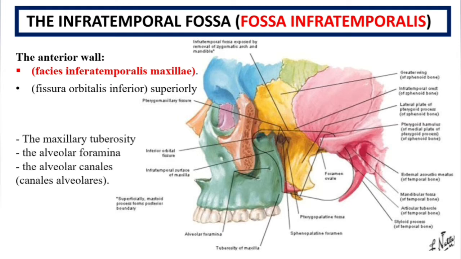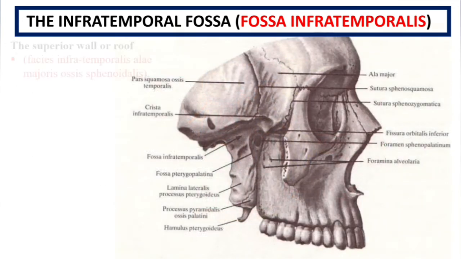On the anterior wall, the most prominent part is called the tuber maxillae, the maxillary tuberosity. On this tuberosity, you can see the alveolar foramina, foramina alveolaria, and they go deeper as alveolar canals, transmitting the nerves and vessels to the upper teeth, right?